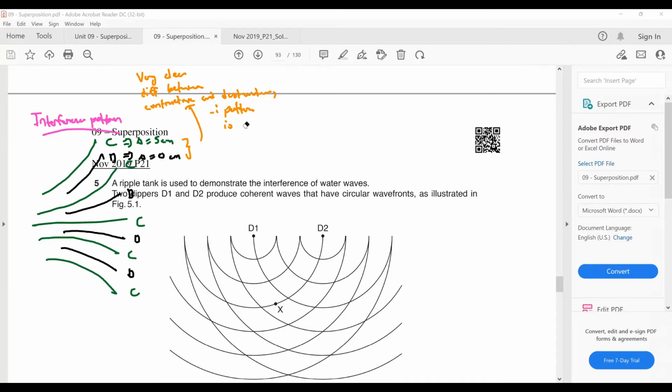I just write it here. Okay, it's clearly observable. Okay, because you see here, when you're talking about the regions of constructive and destructive, constructive, the waves always have an amplitude of 5 centimeter, but where you have destructive, the amplitude is 0. So you can see that there's a very large difference between those two regions. The pattern will be clearly observable.